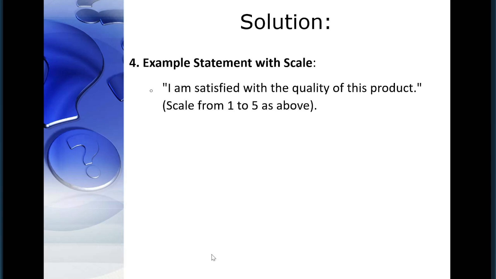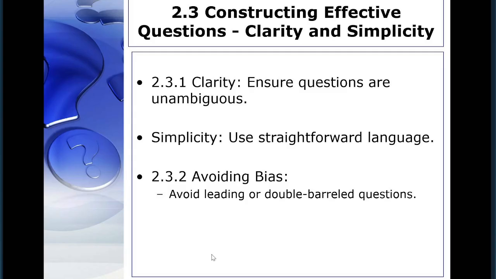Now, constructing effective questions with clarity and simplicity. So clear, simple, and unbiased questions improve response quality. Ambiguity and complexity can confuse respondents, affecting data reliability. Clear wording is vital. Avoid jargon and complex phrases. Simplicity means using concise language and focusing on one idea per question.